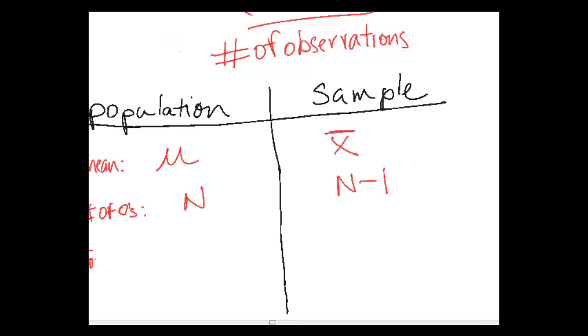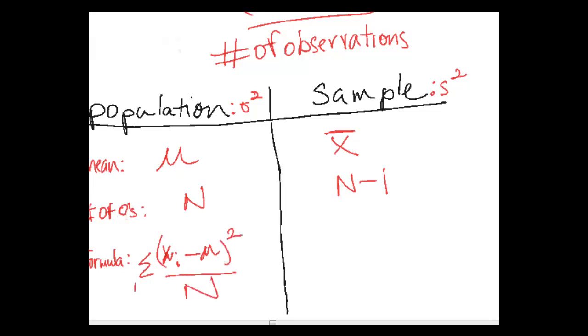Alright, so as a result, the formula for, I never gave you the symbols, the symbol for population variance is sigma squared, and for sample variance is s squared. So the formula for population would be the summation of xi minus mu, squared, over n, and then for the sample it's going to be xi minus x bar. Right? So those are the basic formulas.